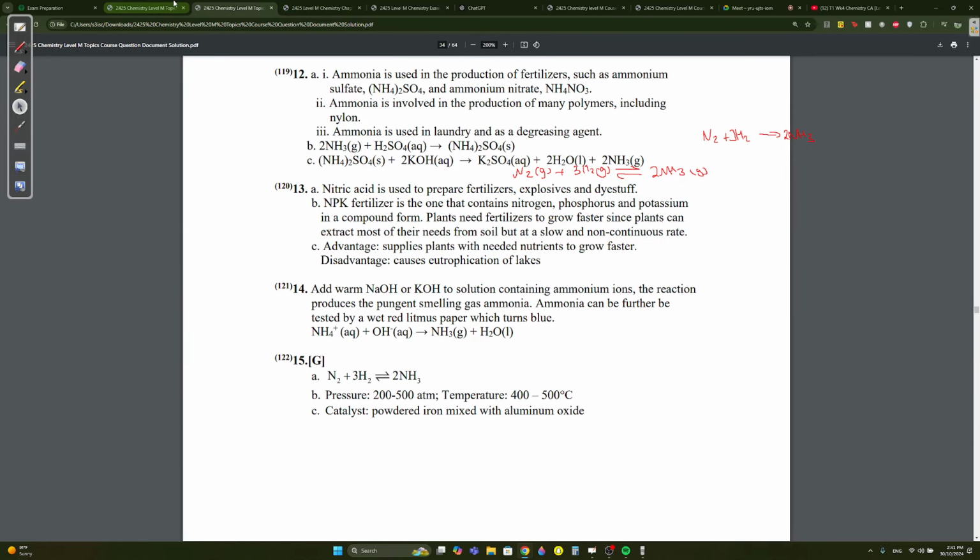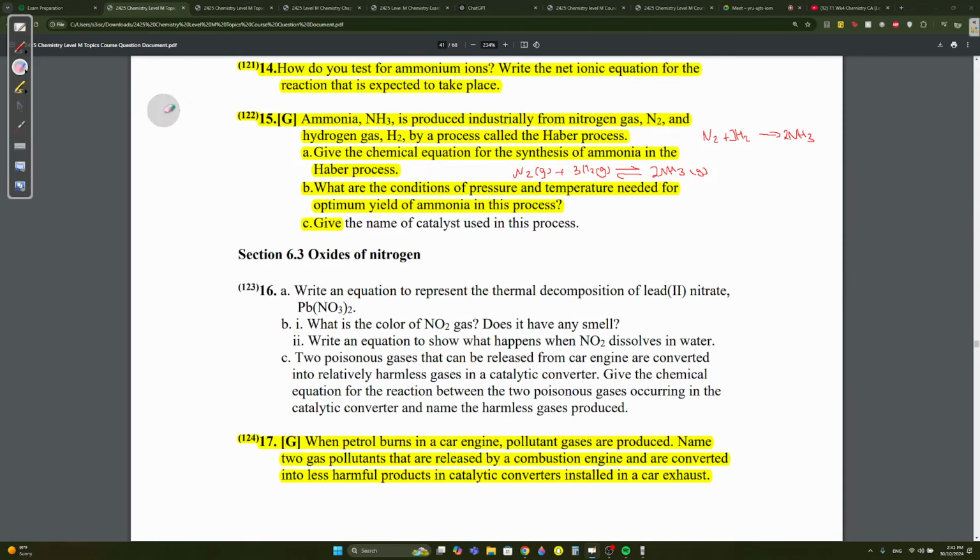What are the conditions of pressure and temperature needed for the optimum yield of ammonia in this process? You should know the temperature is 450 degrees Celsius, pressure is 200 atm. How I like to memorize it is nitrogen needs so much pressure to be collected, so that's why it's the one with higher pressure, 200 atm. In other words, 20,000 kPa. Sometimes they ask it in kilopascal. The contact process of sulfur is different. We'll do it later, in a different course revision video.